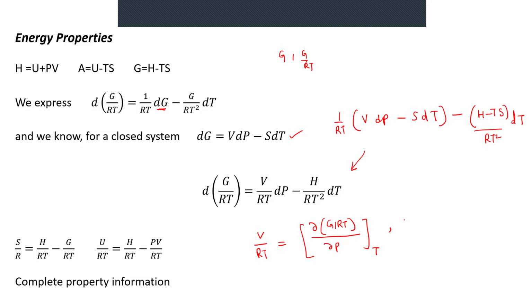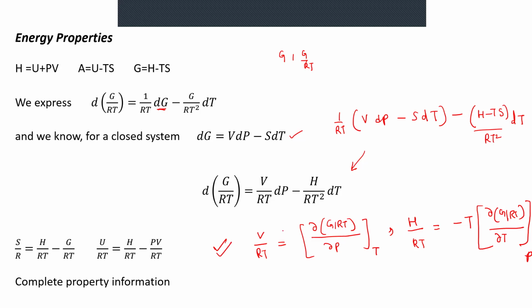This is one thing. We also have H by RT equals minus T times the partial derivative of G by RT with respect to T at constant pressure. Both equations are used very frequently in derivations, so please keep note of these, V by RT and H by RT.